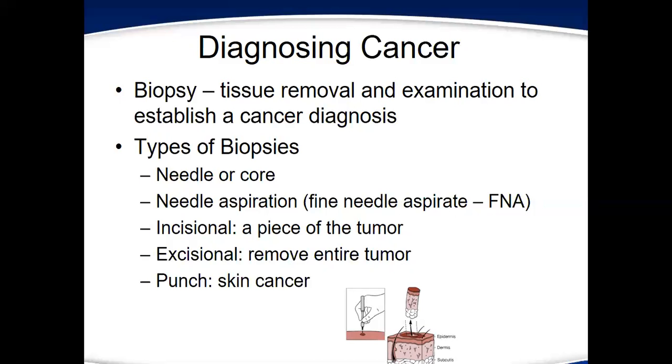Then there's the punch biopsy, which is a special tool that is used to actually punch out a portion of the tumor. And this is usually used for skin cancer, and there's a little demonstration of how the punch biopsy works on your slide. So these are the most common types of biopsies that are used to diagnose cancer.